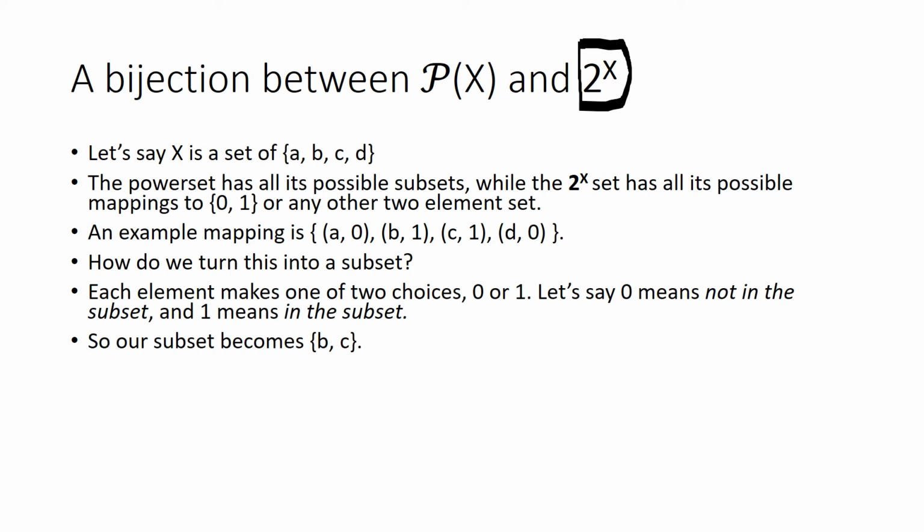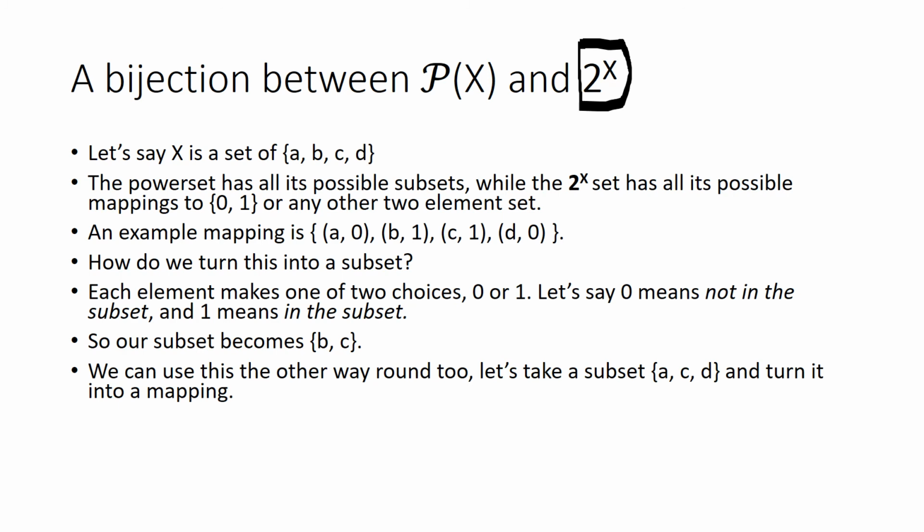Why? Well, A maps to 0, so it's not included in the subset. B maps to 1, so it is included in the subset. C maps to 1, so it's also included in the subset. D maps to 0, so that's not included in the subset. And therefore we get a subset of just B and C. So you see we can relate a mapping like this to a subset.